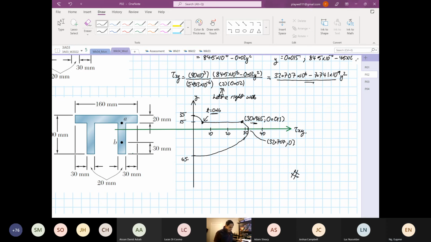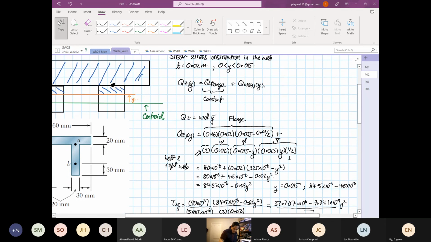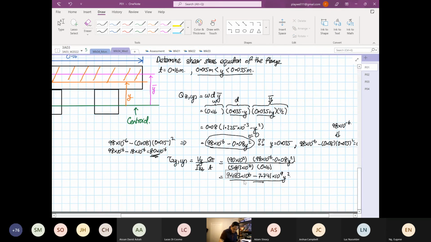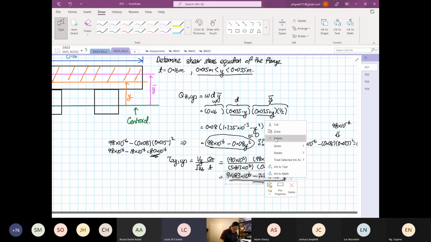Lucas, yes. I thought this equation was only valid for y between 0 and 0.01. Yep. This equation that I just plotted is your shear xy equal to 32.707 times 10 to the power 6 minus 7.7141 times 10 to the power 9 y squared. This part is from the previous equation, from this equation over here. Also above the x-axis.